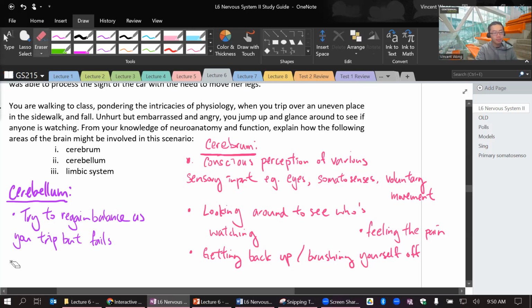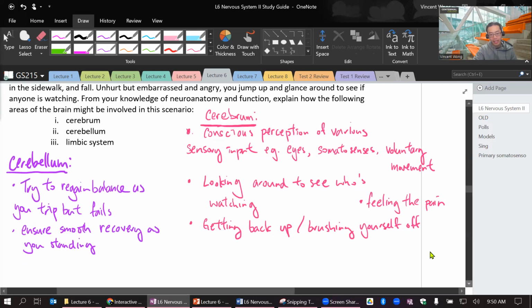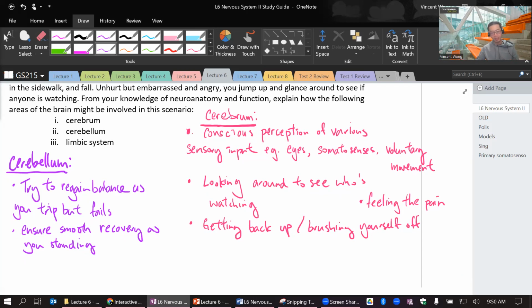That's the cerebellum. And ensure smooth execution, smooth recovery. You can say smooth recovery as you stand up. Remember, the actual act of standing up comes from the primary motor cortex. But to make sure that you actually stand up with no problem, that's the cerebellum.